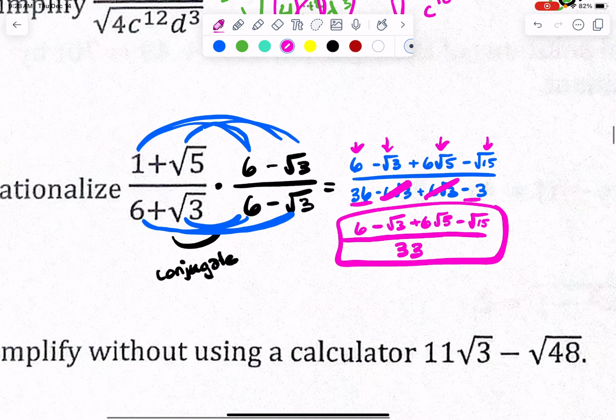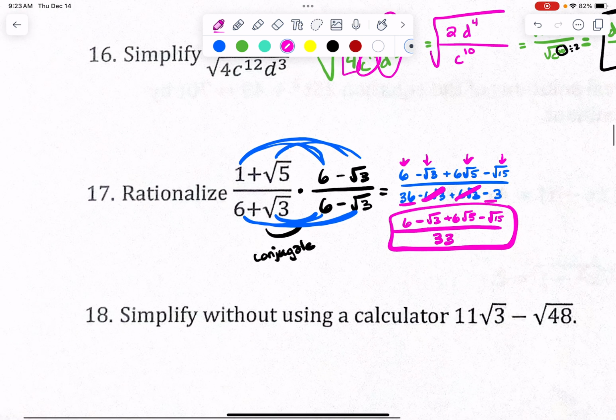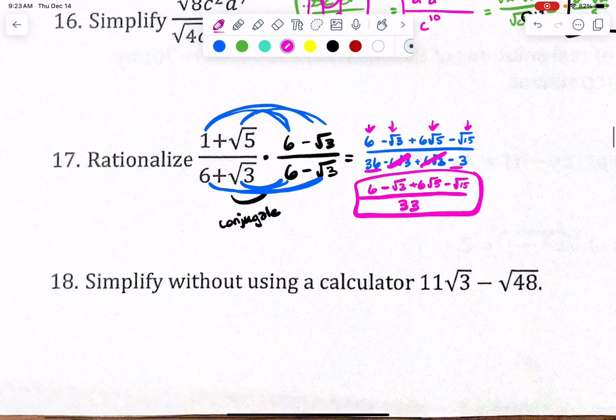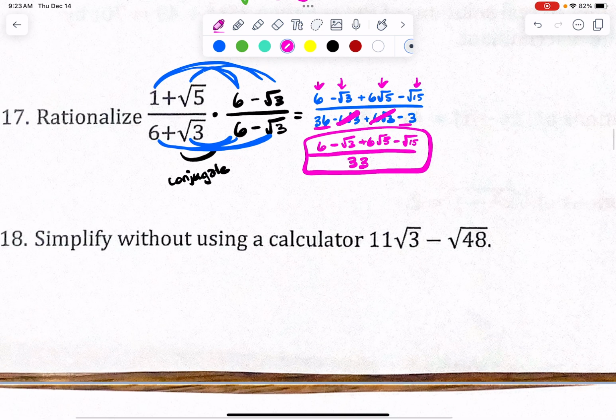That was kind of messy, but our ultimate goal was to get no square roots in the bottom, and I have achieved that. If you end up doing a problem like this and you still end up with a square root in the bottom, you did something wrong. All right, they want us to simplify without using a calculator.